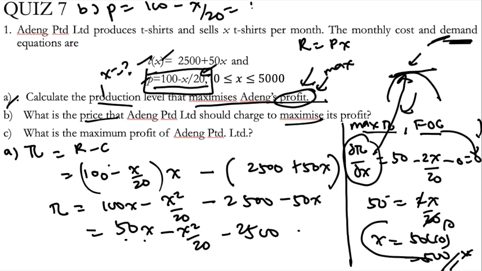So we replace it, 100 minus 500 over 20. So what's the answer here? When you simplify, the answer is 75. That's it. That's for B.